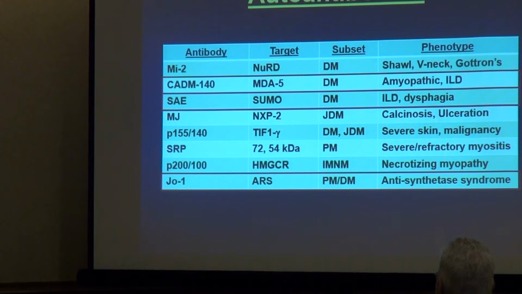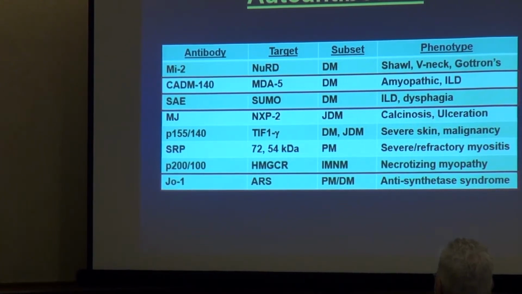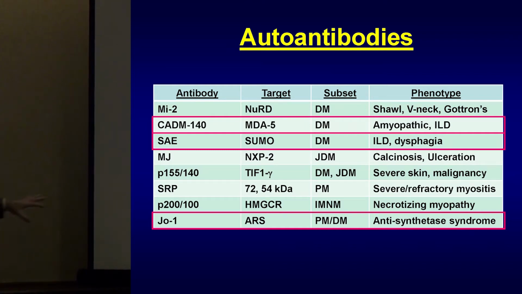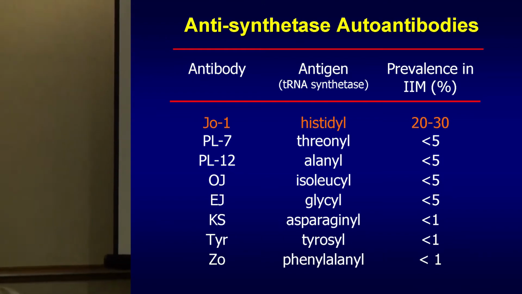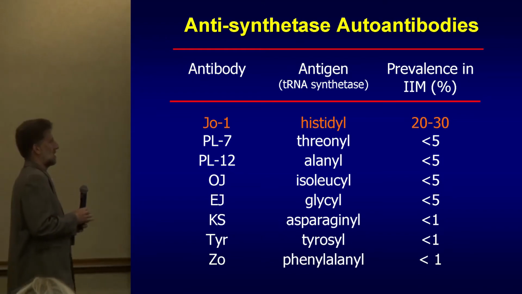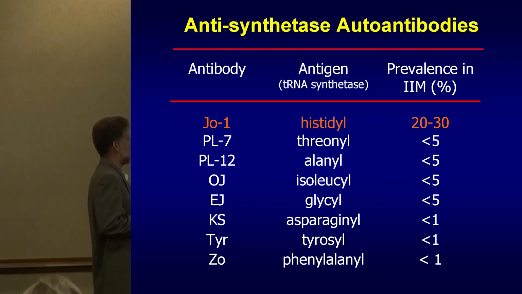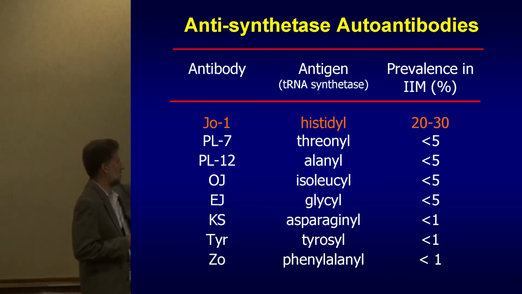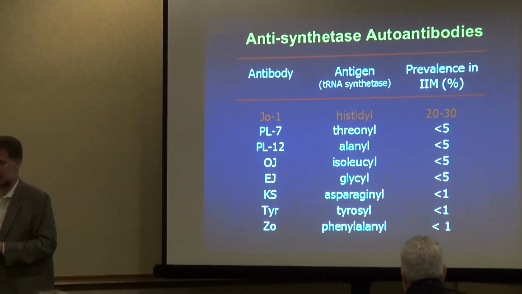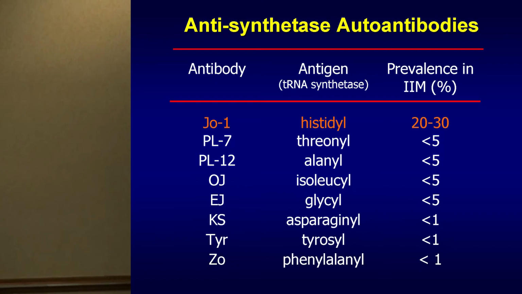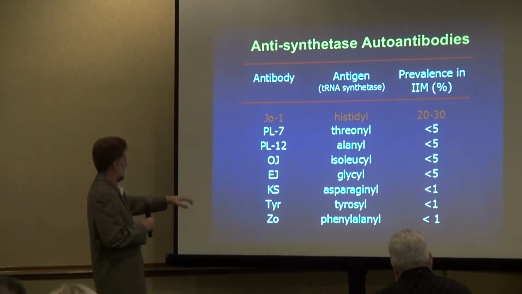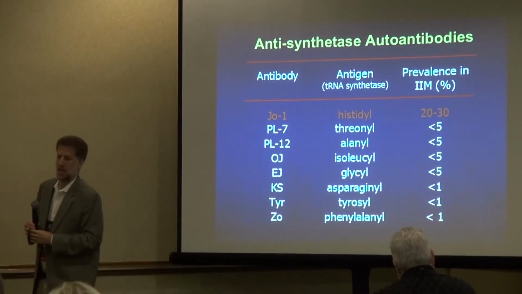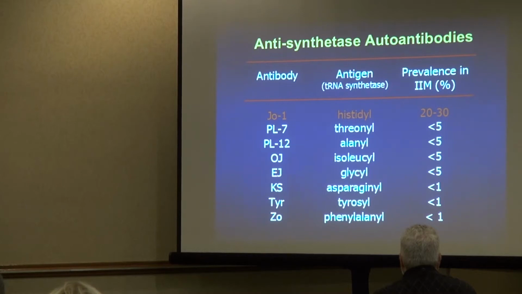And the CADM-140, the other name for that is MDA-5, which some people have heard of. But again, the most common one is Jo-1, which is the poster child of the antisynthetase syndrome. If we look at how often we see the antibodies in myositis, we see that 20 to 30% of the time, Jo-1 will be present, which is actually more common than all the other antisynthetase antibodies put together. And you'll notice that they all have these abbreviations, and that's because they're in many cases named after the first individual in whom they were described.